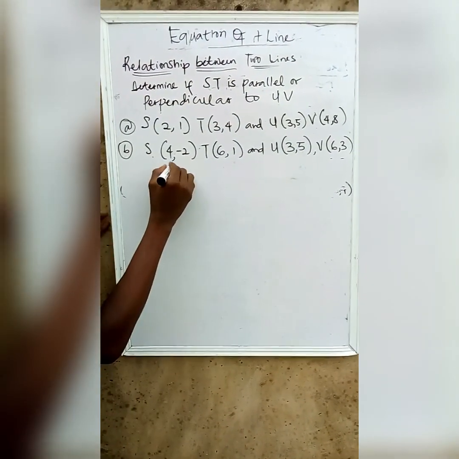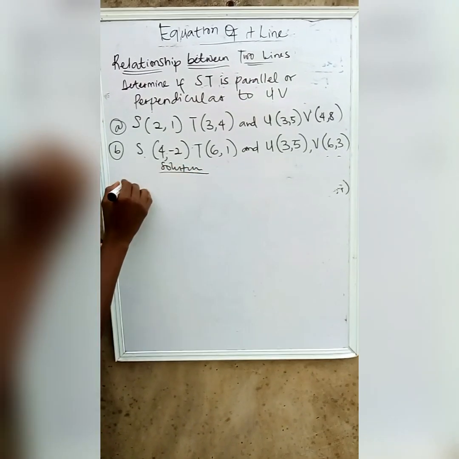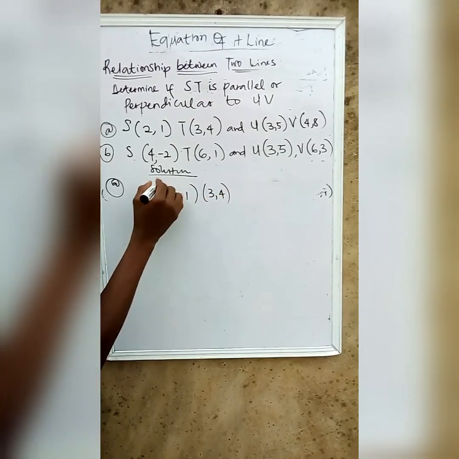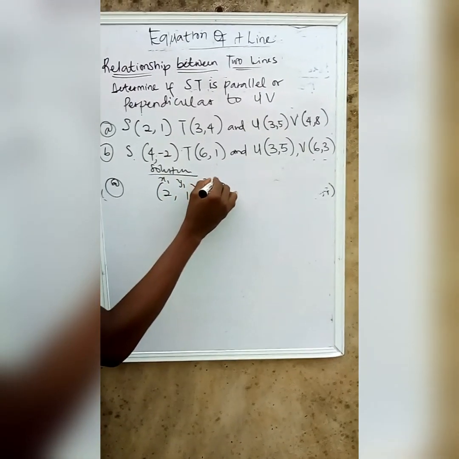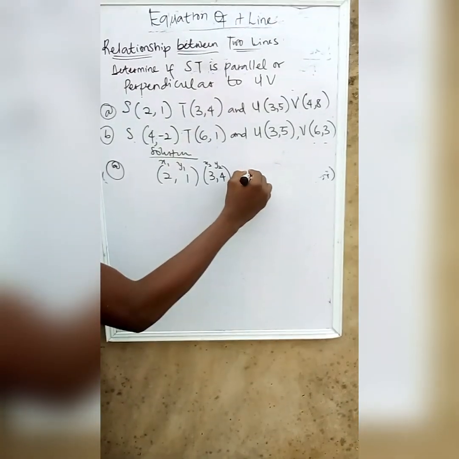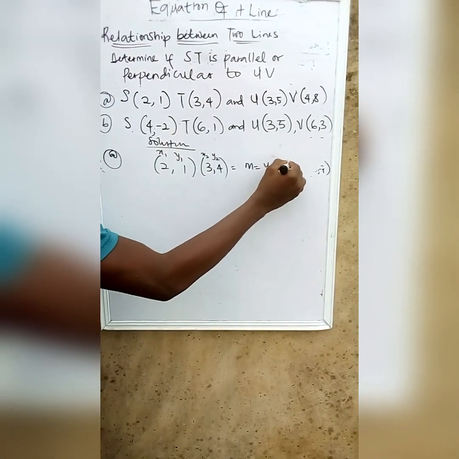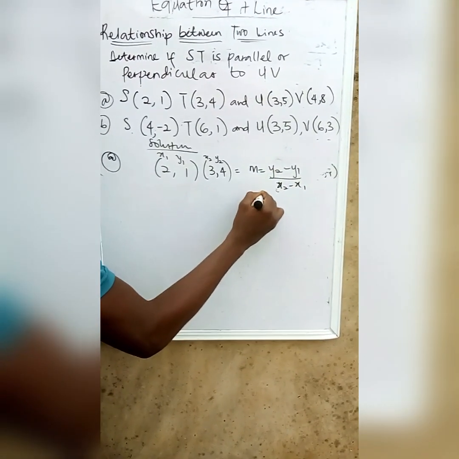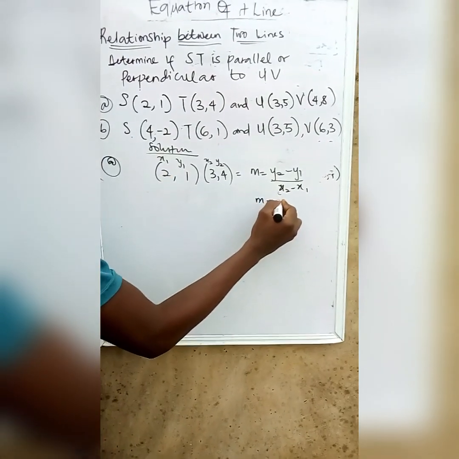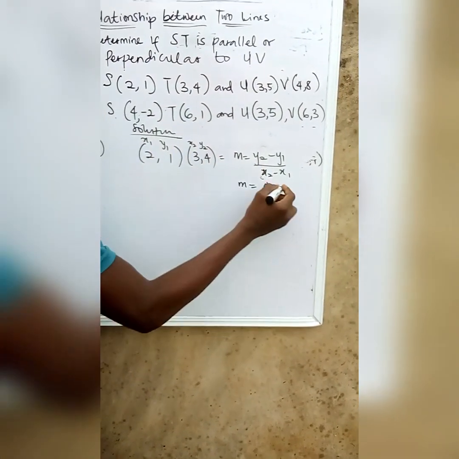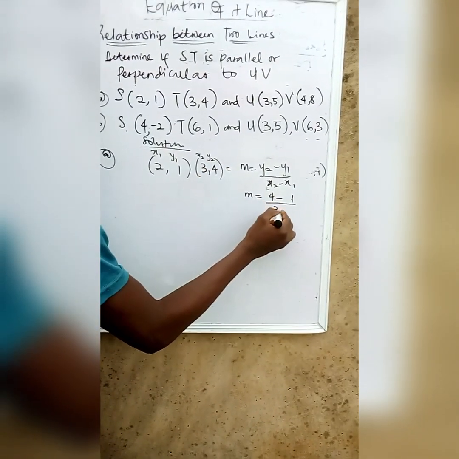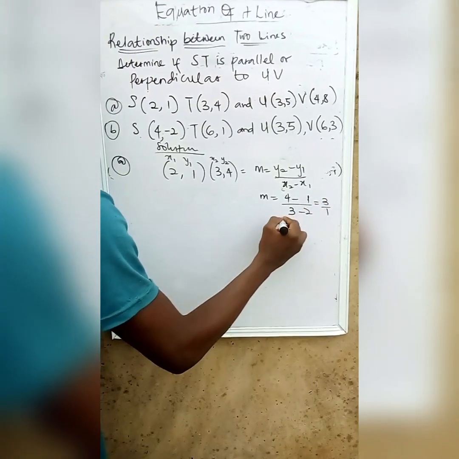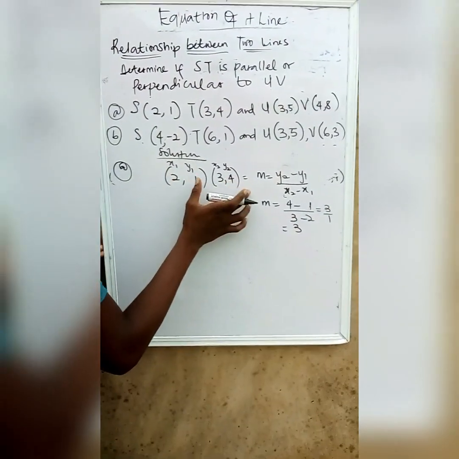So for the first one, solution. So we have 2, 1, 3, 4. So this is x1, y1, x2, y2. What's the formula for gradient? m is equal to change in y over change in x. So the gradient for this line is, our y2 is 4, our y1 is 1, over our x2 is 3, our x1 is 2. So 4 minus 1 is 3, 3 minus 2 is 1. So that's 3 over 1 is 3. So the gradient of line ST is 3.